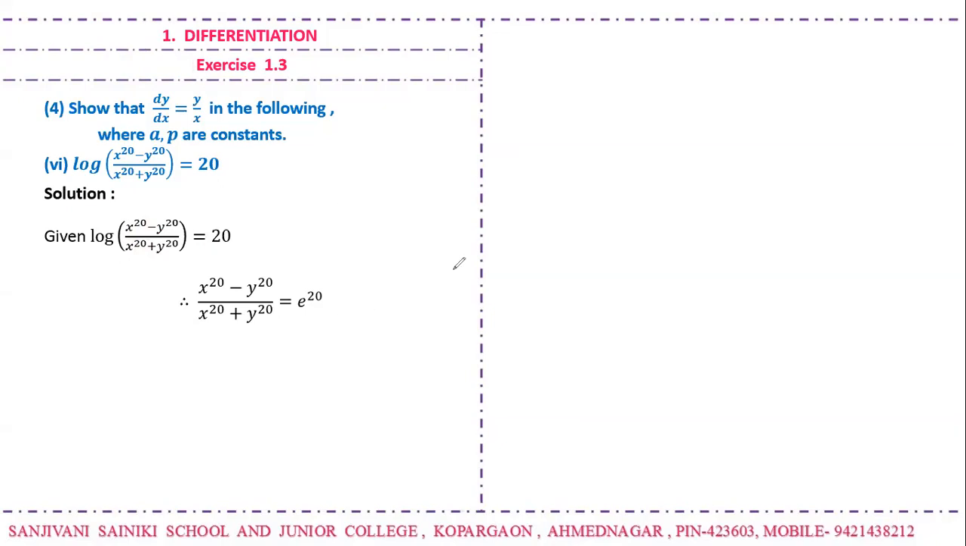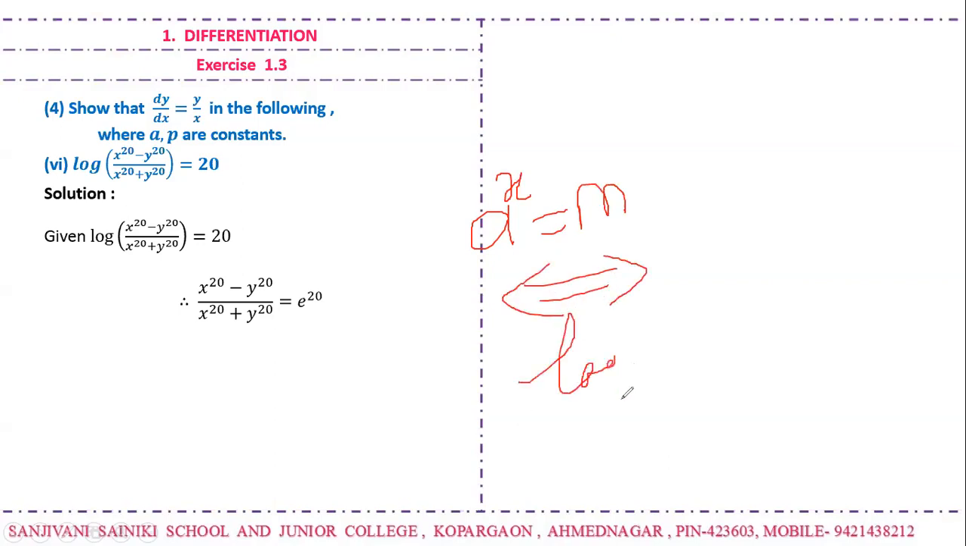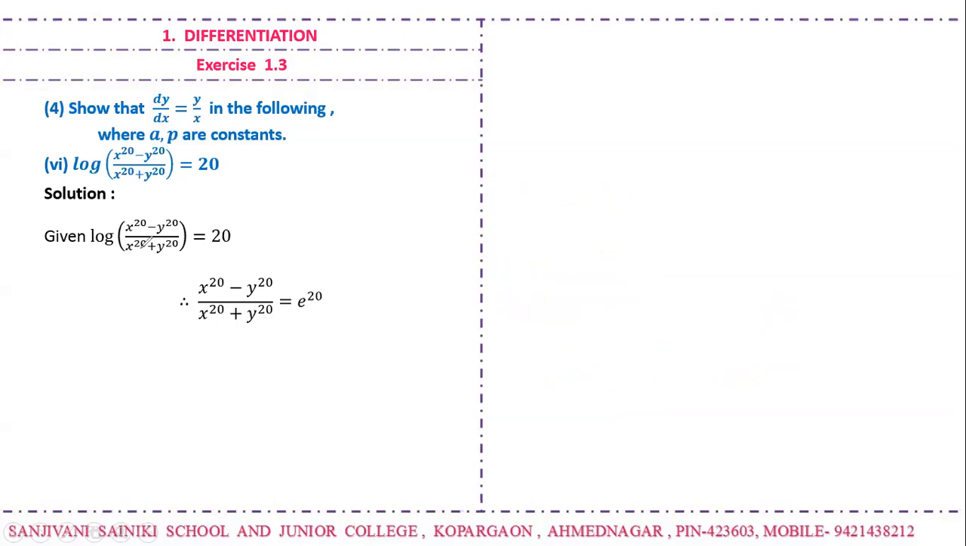The definition of the log: a raised to x is equal to m if and only if log of m to the base a is equal to x. So after using this definition, the exponential form, we can write this logarithmic equation in the exponential form. (x raised to 20 minus y raised to 20) upon (x raised to 20 plus y raised to 20) is equal to e raised to 20.